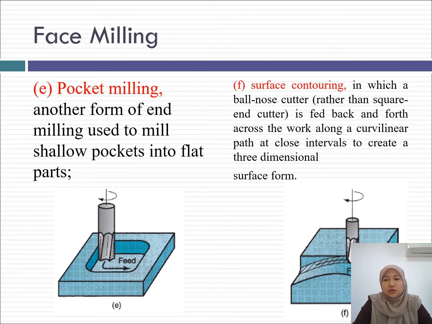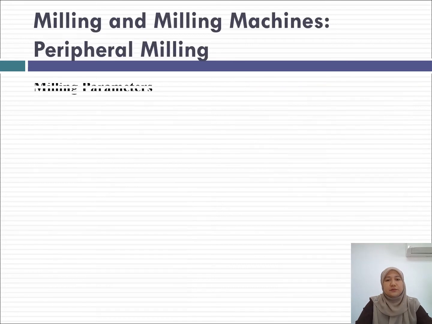So this ball nose cutter is fed back and forth across the work along a curved linear path at close intervals to create a three-dimensional surface form. Okay, so it will create a certain profile. Milling and milling machines for peripheral milling.